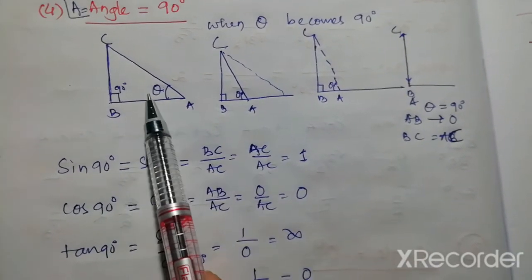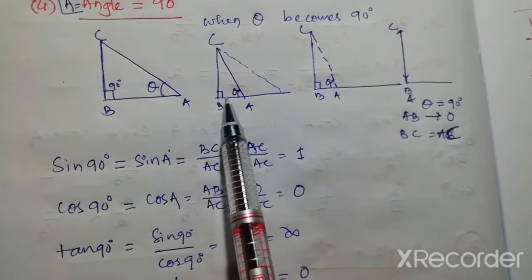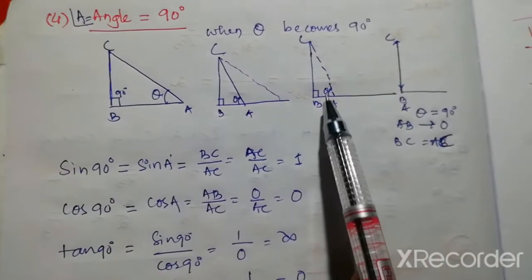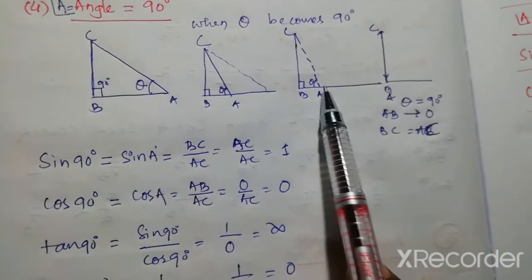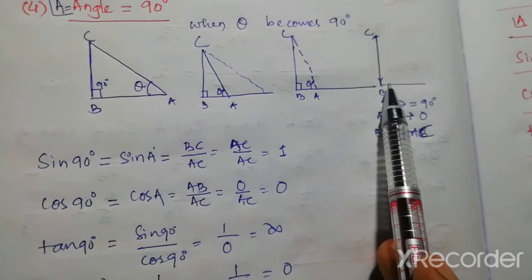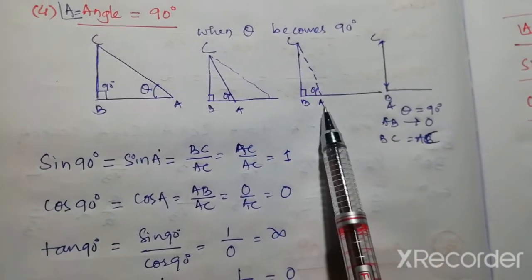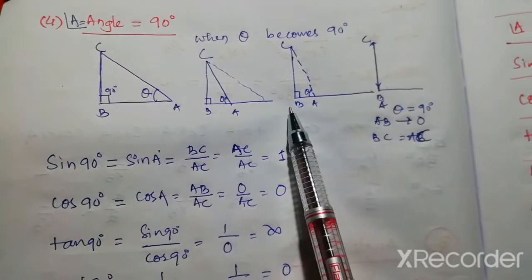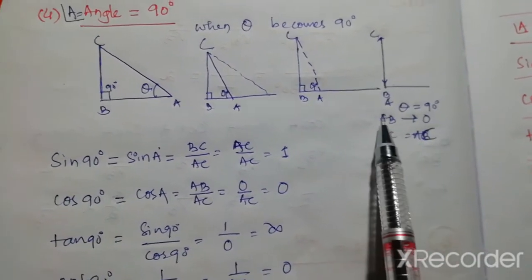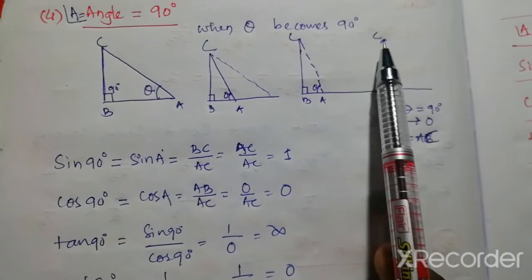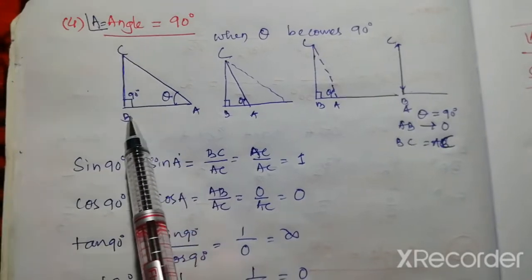Look, this one is theta. This theta tends to 90 degrees. Look, this side becomes greater, smaller, greater, then greater. This case will happen when AC is equal to AB. Then AC equal to AB means theta is equal to 90 degrees, and then AB tends to 0.